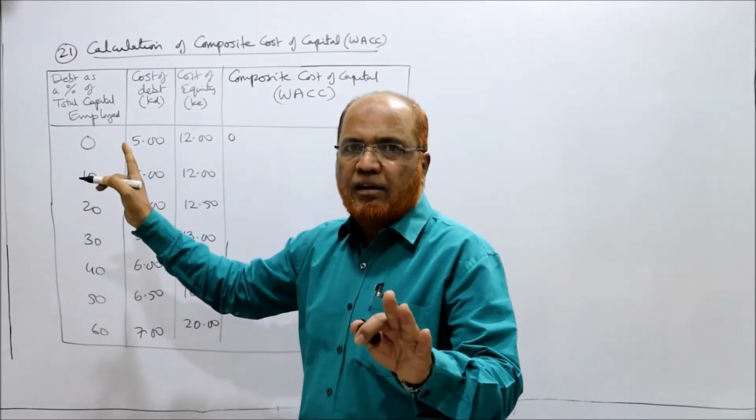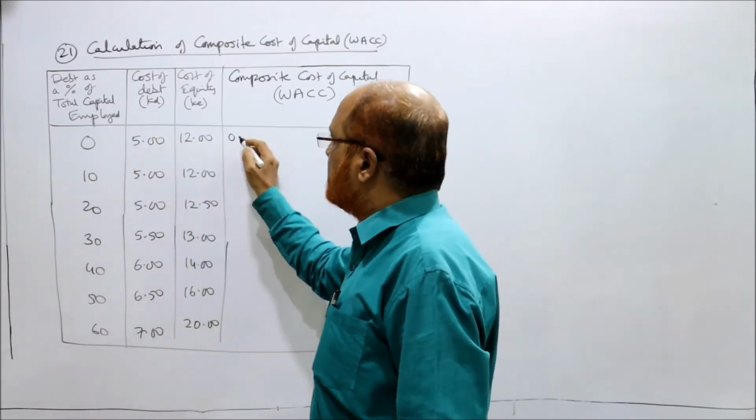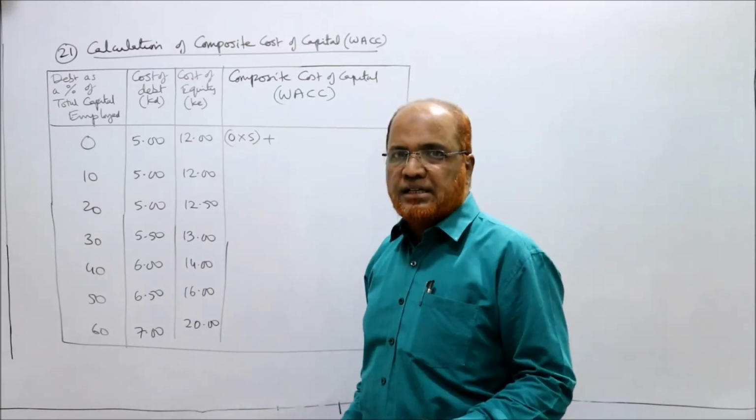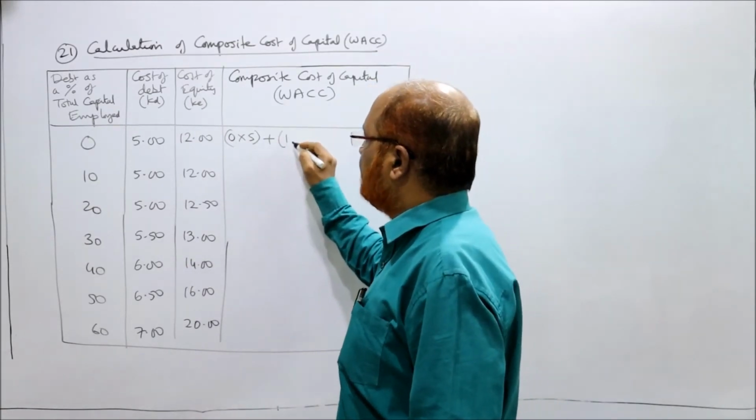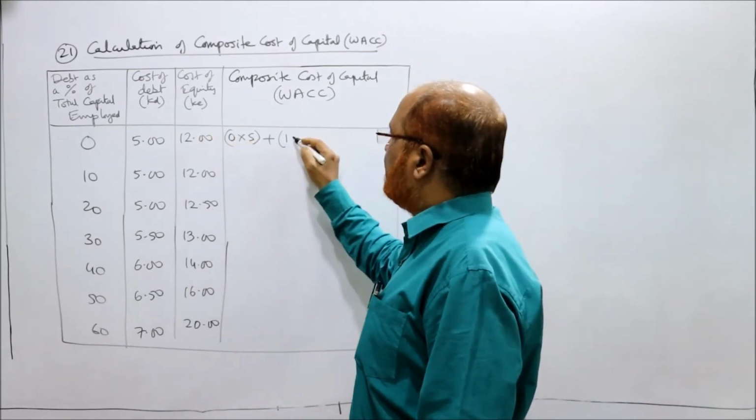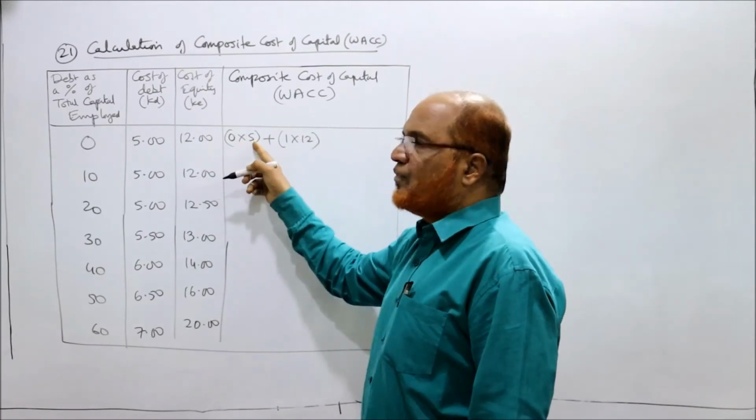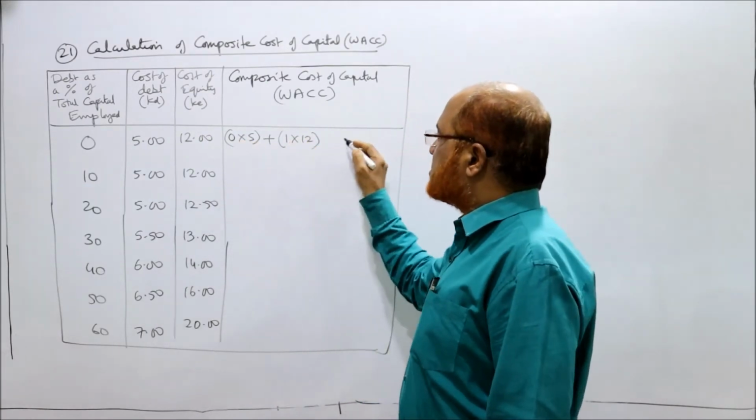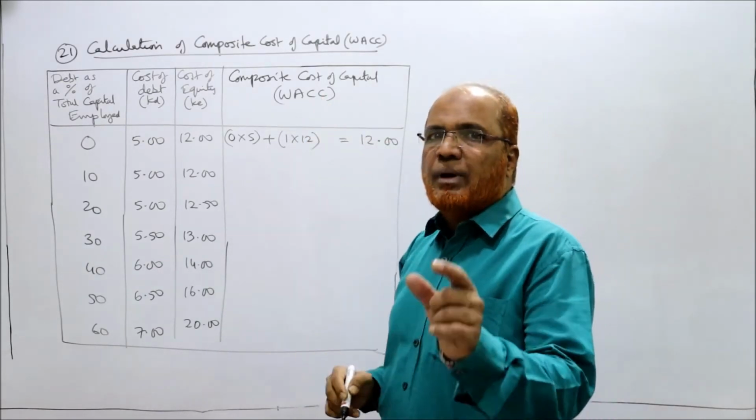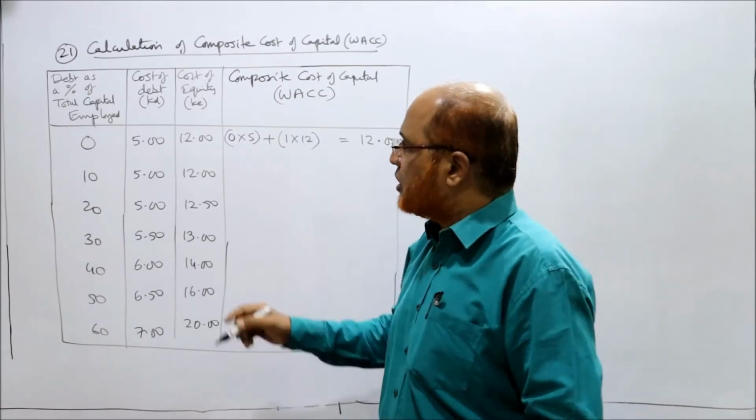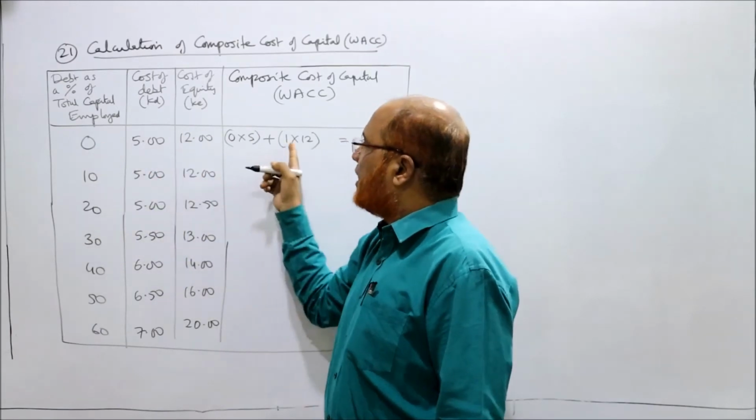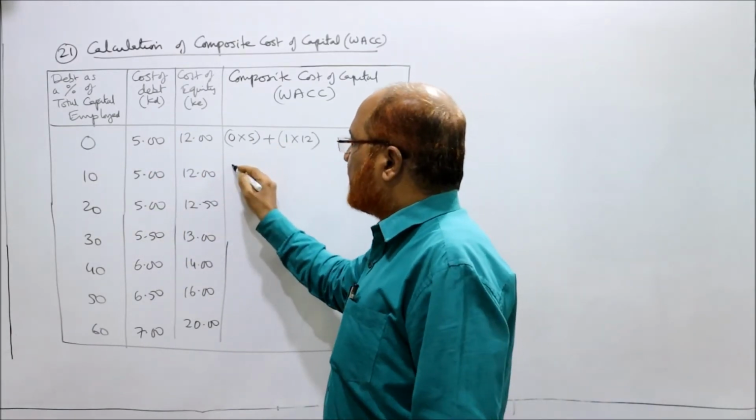0% डेट, डेट कुछ भी नहीं है, और केडी कितना है 5%, तो 0 into 5 प्लस 100%, 100% का मतलब 1 होगा। कितना परसेंटेज इक्विटी है 12 into 12, 0 into 5 is 0, 1 into 12 is 12, तो composite cost of capital WACC will be 12. We are multiplying the specific cost with proportion. Specific costs are 5%, 12%, and proportions are 0 and 1. Now we'll come to the next one.